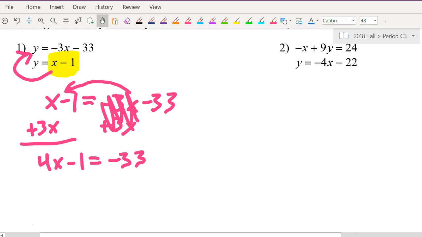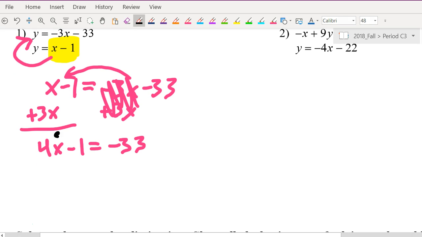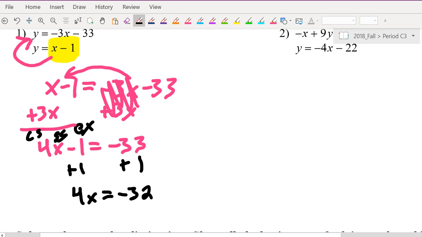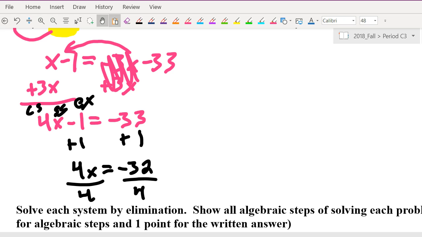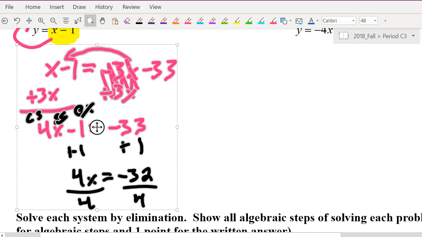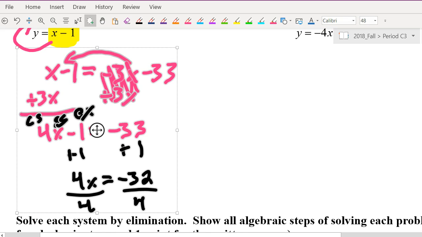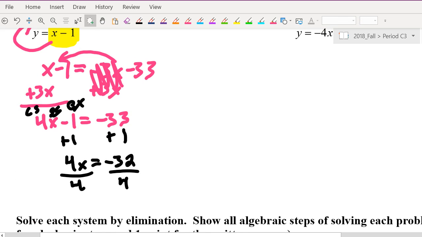Alright, here we go. For the x, add 1 and then plus 1, and that cancels out. Then negative 33 plus 1 is negative 32, and then it's 4x equals negative 32. Let me shrink this so that we're not all squished here. So x equals negative 8.